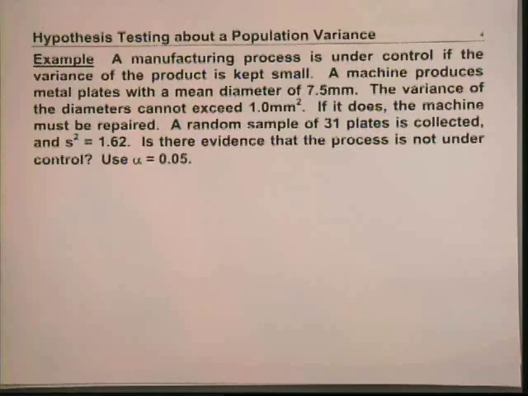A random sample of 31 plates is collected, and the sample variance is equal to 1.62. Is there evidence that the process is not under control? Use alpha equals 0.05. All right. How do we translate this question into H0 and H1?